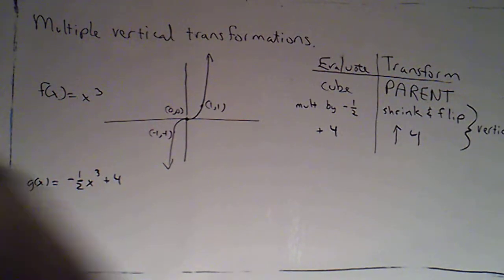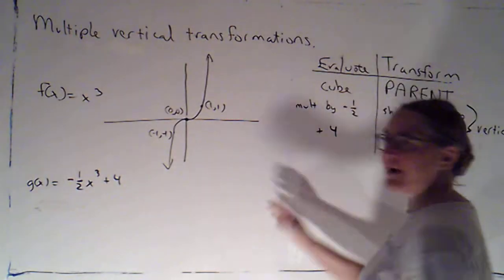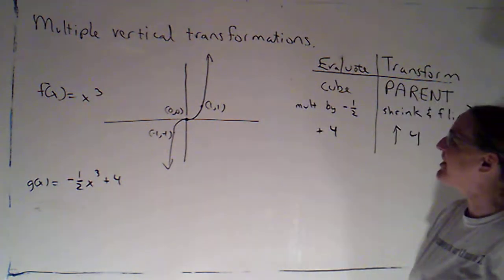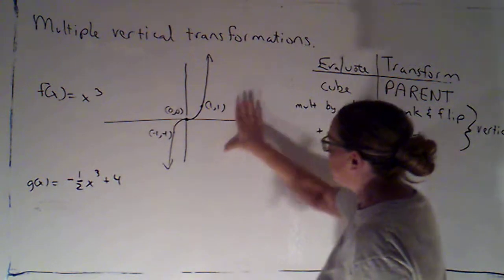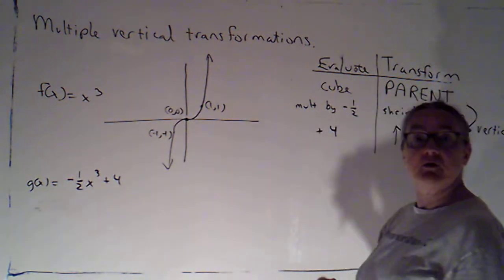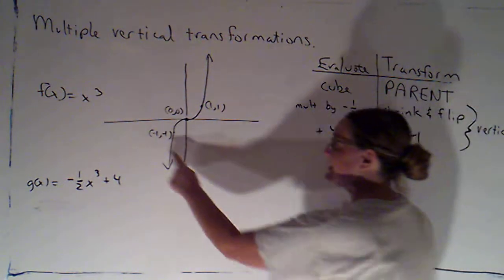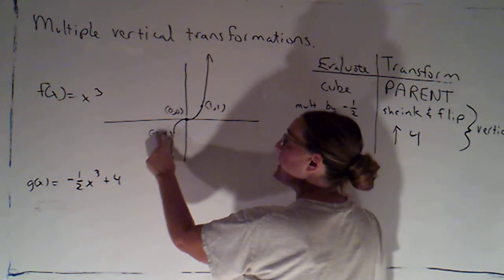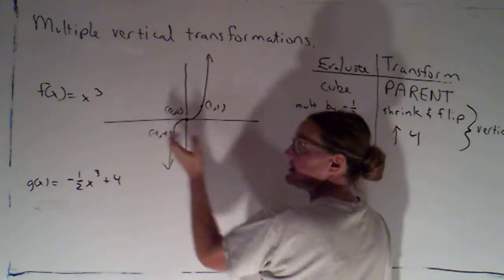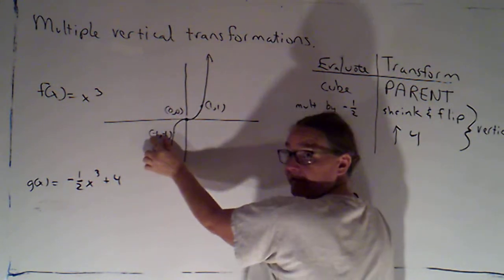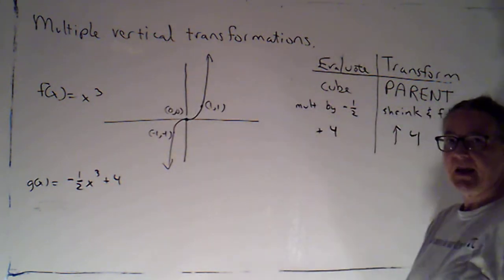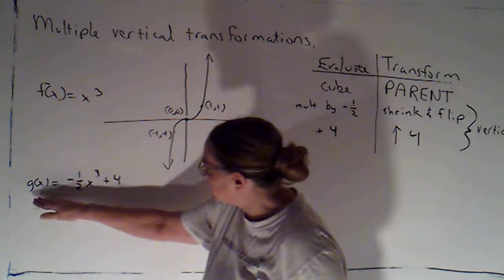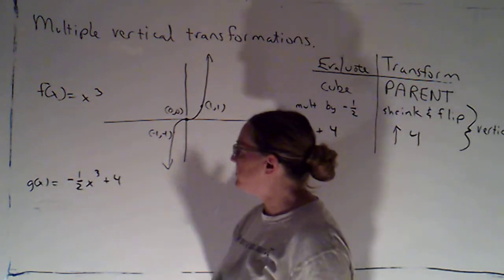I've started question 3 on the board here, although I've left some of it for us to do together. So our parent function was f of x equals x cubed. So the cubing graph looks like this, and I asked you to include 3 important points with x values of -1, 0, and 1. So we had to calculate -1 cubed is -1, 0 cubed is 0, and 1 cubed is 1. Now we're asked to sketch g of x, which is -1/2 x cubed plus 4.